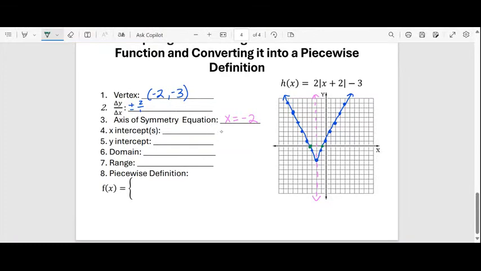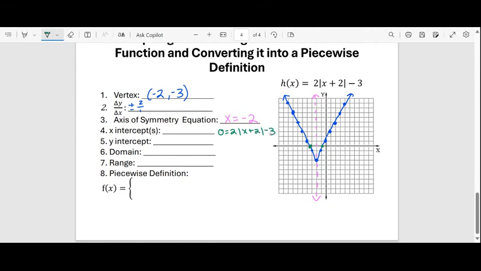I'm going to say my y, or in this case, my h of x, I'm going to make it 0 to solve for this x to figure out what my two x-intercepts are. They are going to be fractions because they don't land on our crosshairs. So I will say 0 equals 2 times the absolute value of x plus 2 minus 3.